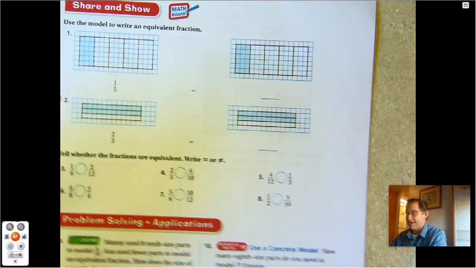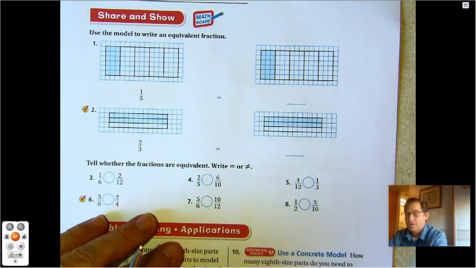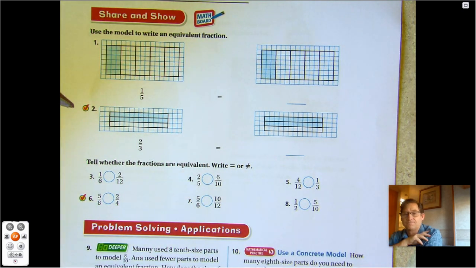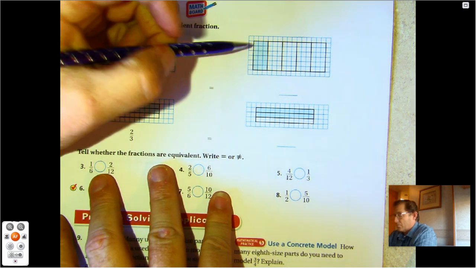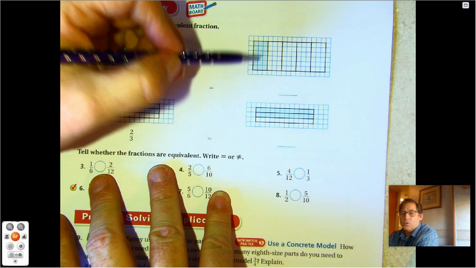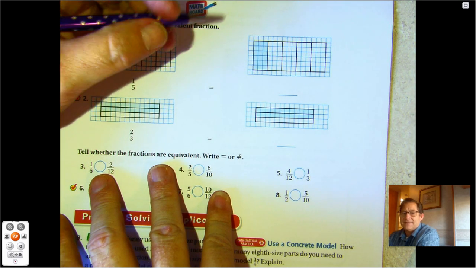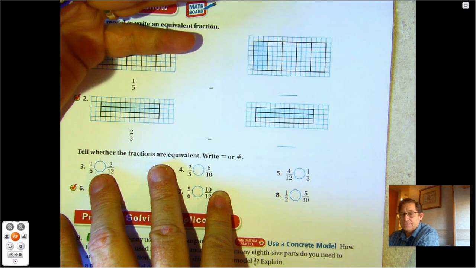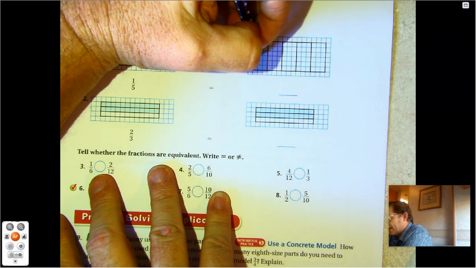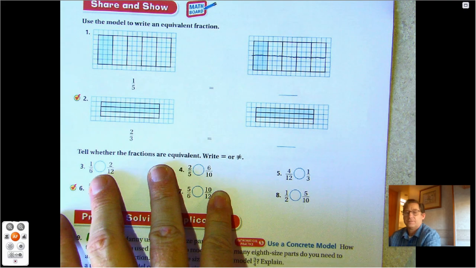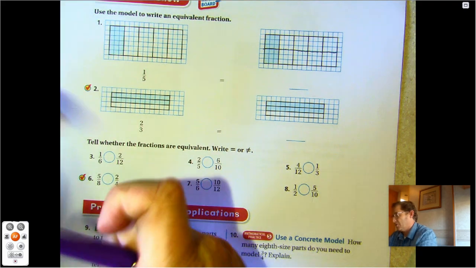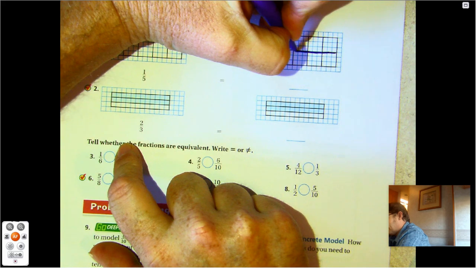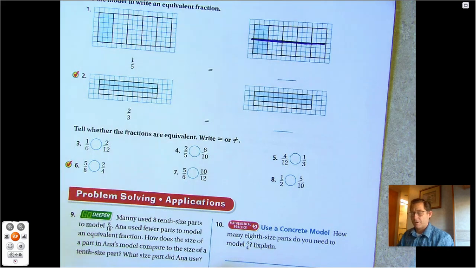So use the model to write an equivalent fraction. Here we have 1/5, and we need to write an equivalent fraction. I noticed that each of the sections has 6 rows. So if I divided each row in half, I would double my number of pieces. So if I draw a line through there, using something a little darker, we're drawing our line through there.